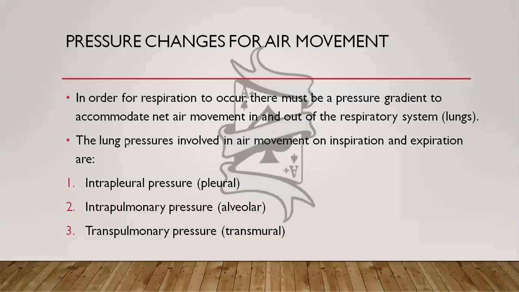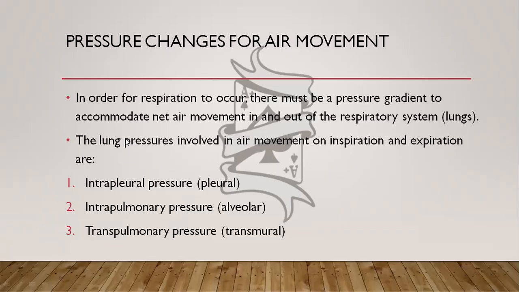You get what I'm saying. On the opposite side, your internal intercostals, your abdominal muscles, and your innermost intercostals are going to be responsible for depressing your rib cage and reducing volume. And that increases pressure and gets air outside.